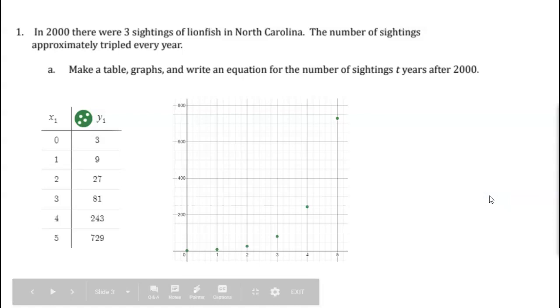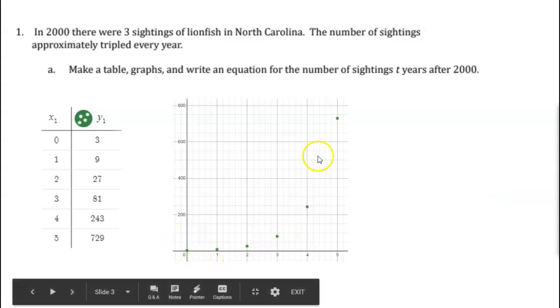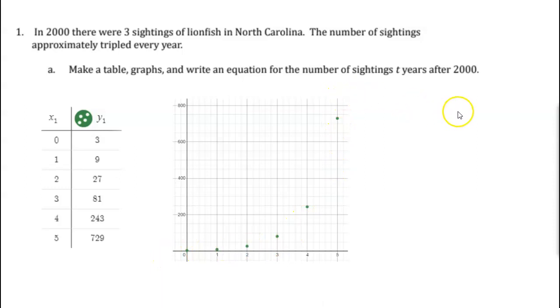If I graph that, I've got some points that look like this. So that gives me my data points. And if I think about that as an equation, we started with 3, so that's our initial value. And we're tripling, so we're multiplying by 3 every year. So there's our time, although x would be t. They wanted it in t for t years. So 3 times 3 to the x power.